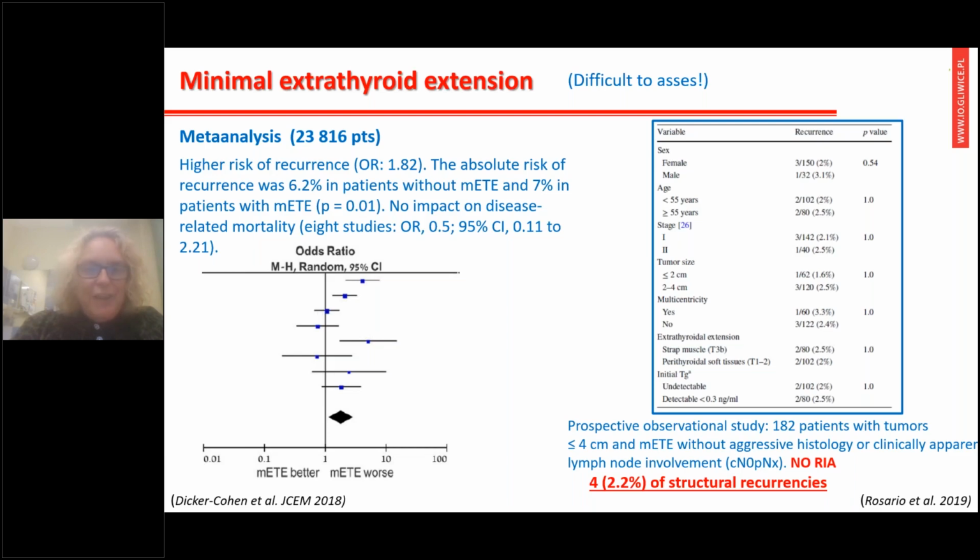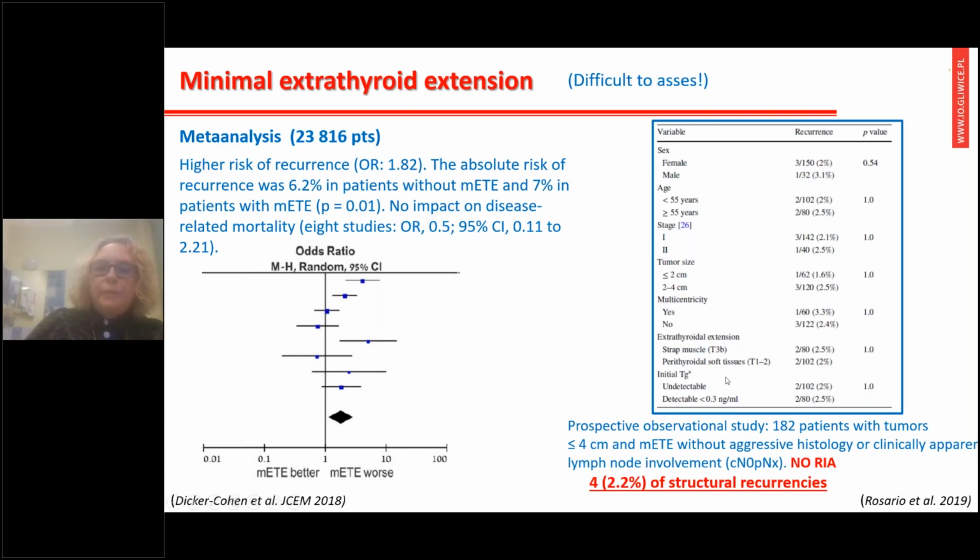And yes, there is a statistically significant difference, but we should not only look at the P value that is significant, we should also look at the numbers. And from the clinical point of view, I think that 6.2 and 7% do not make any difference with respect to the risk of recurrence.